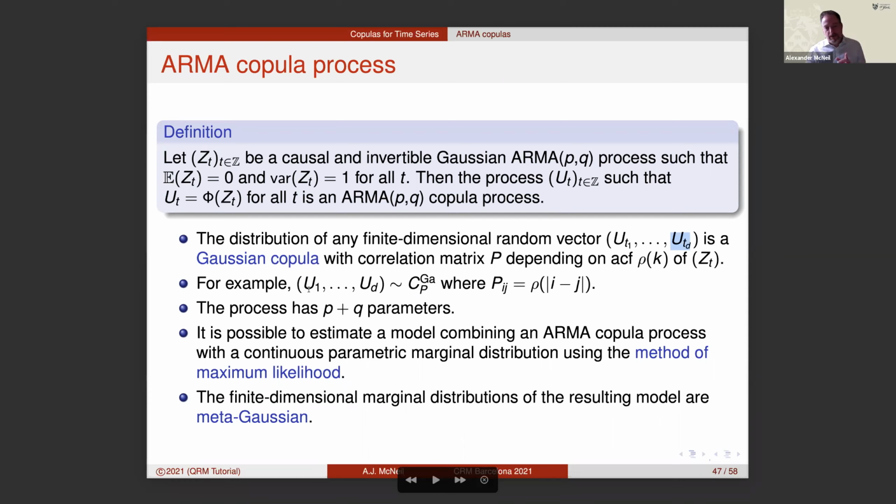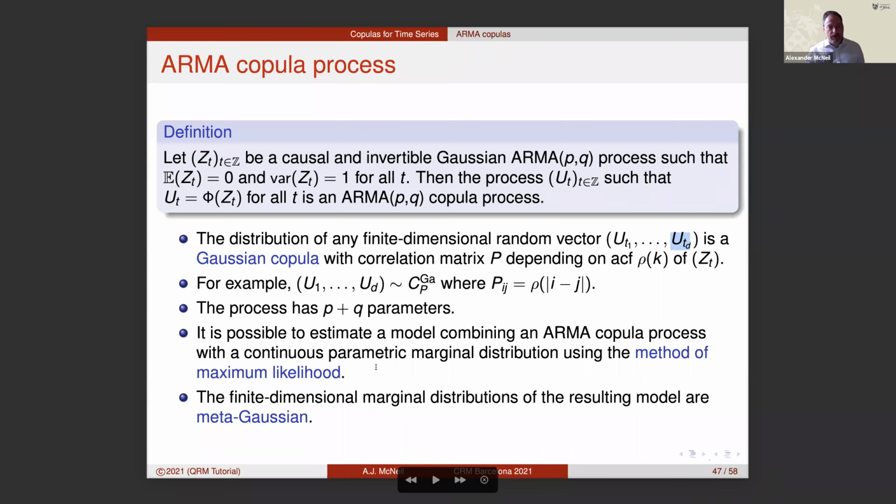And if I took a consecutive block, so let's say I took the variables u1, u2 up to ud, they would have as distribution exactly a Gauss copula in d dimensions, where the ij parameter of the matrix P is just the ACF at lag i minus j. So this is just the copula of a Gaussian ARMA process. And it will have p plus q parameters, where p and q are the values we put in here. There will be no further parameters, and it's standardized to have variance 1.